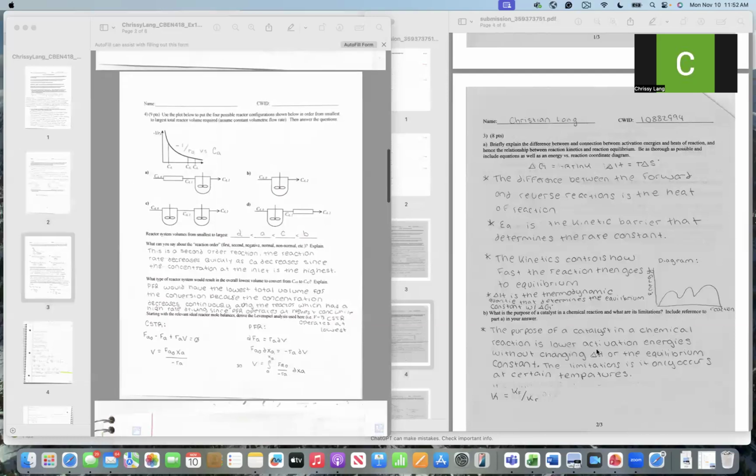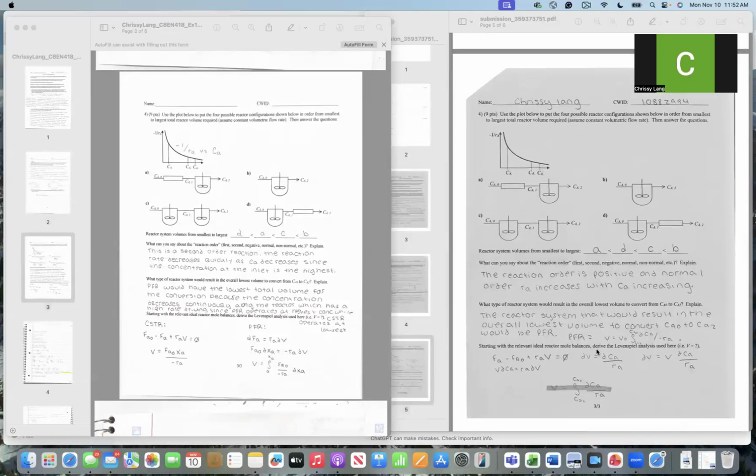For problem four, the first time I didn't fully justify the reactor ordering or derive the form. In the correction, I used the negative 1 over RA versus CA plot in order to order the systems from smallest to largest: D, A, C, B. I explain that this corresponds to second order or normal behavior where rate drops as CA decreases, and correctly state the PFR gives the lowest volume. Then I start from the ideal CSTR and PFR mole balances and derive that V is equal to the integral from X naught to X_f of FA naught over negative RA dX_A, to match the Levenspiel analysis.